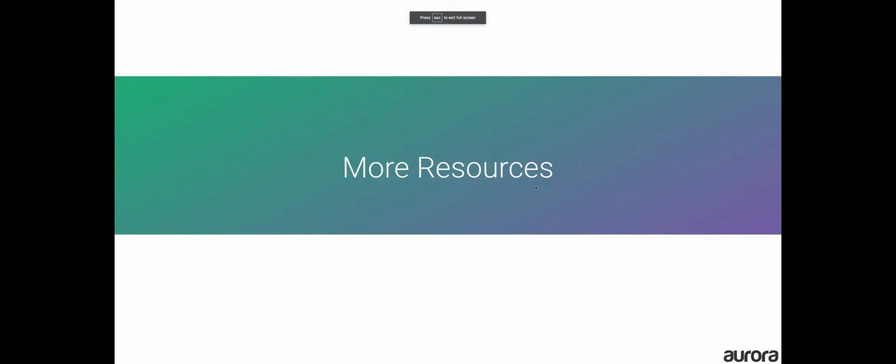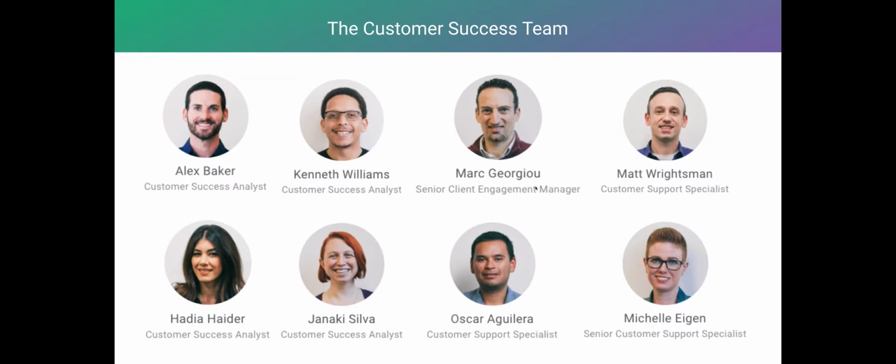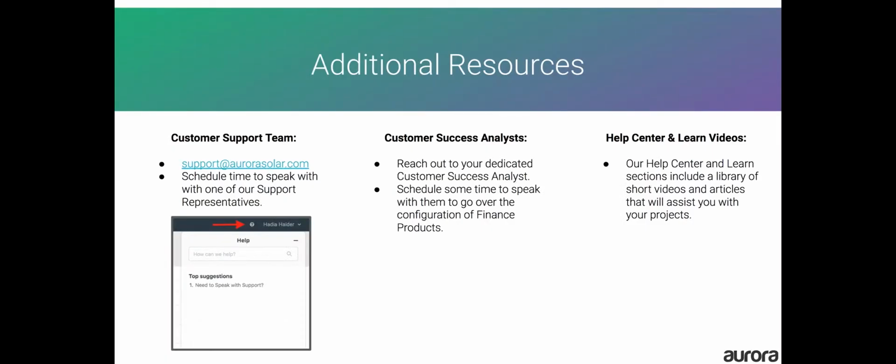Some additional resources. The success team is always here to help. Please feel free to reach out to us anytime you have any questions or need assistance with configuration of your account. To get a hold of us, please email us at support@aurorasolar.com or schedule to speak with one of our support representatives by clicking the question mark icon next to your name. You can reach out to your dedicated customer success analyst and schedule some one-on-one time to speak with them. And of course, we always have our Help Center and Learn videos available as well.